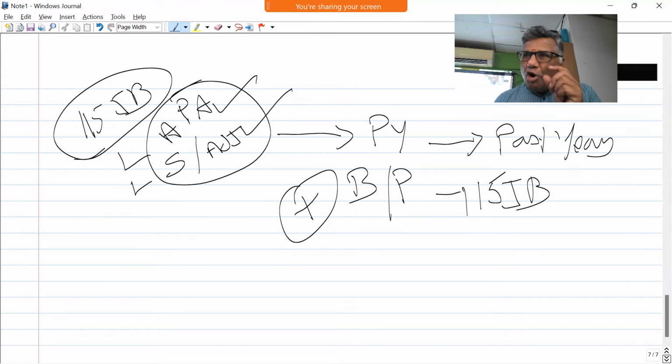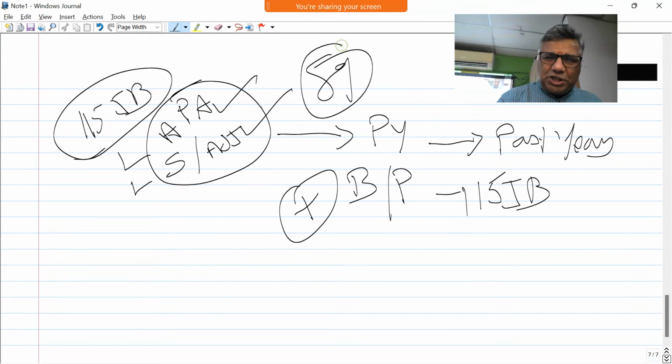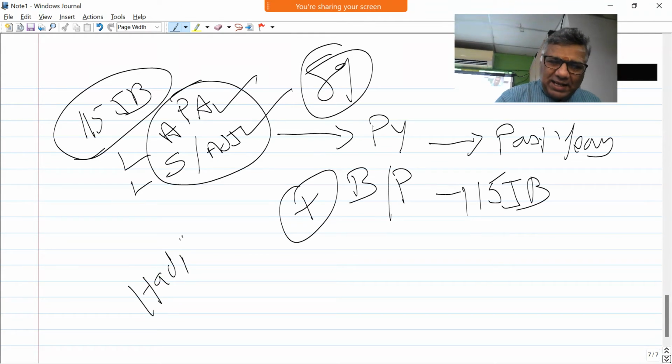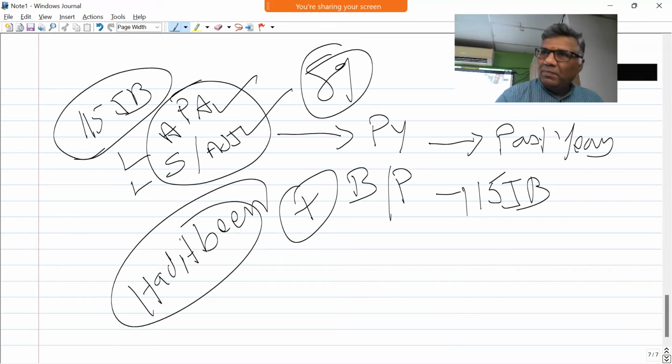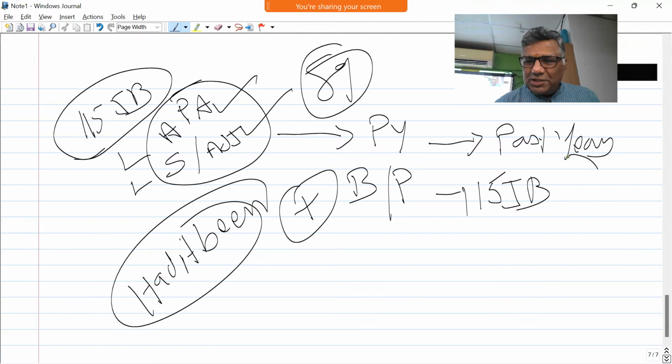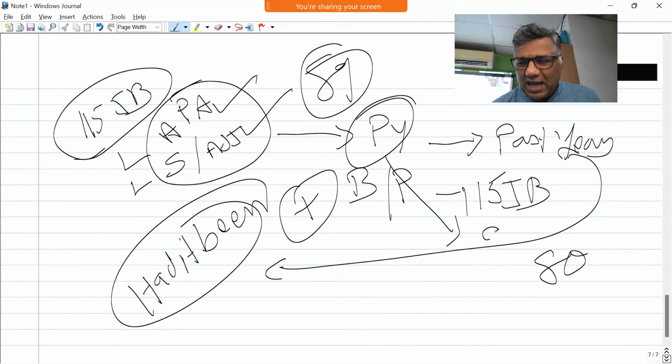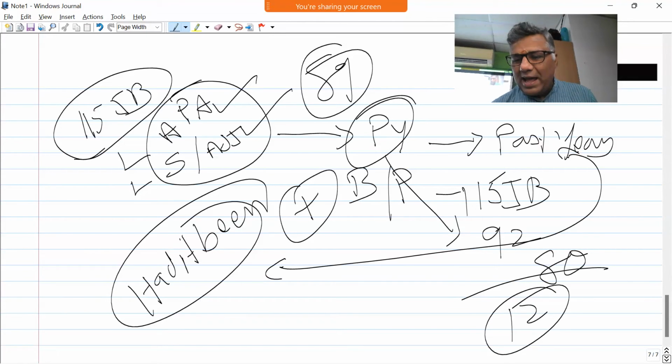Or a small relief, which is very similar to section 89, is given by the law. What is that relief? Had it been taxed in that year, I'm not taxing it this year, had this been taxed in that past year itself, how much would my tax have been? I would have paid only 80 lakhs. Now, because I am taxing it in the current year, I am paying 92 lakhs. This 12 lakhs will be given as relief.